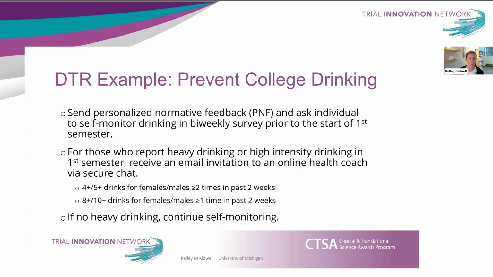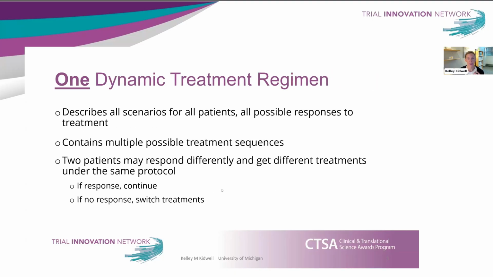What do we do first? How do we measure if that's doing well or not? And what do we subsequently do for those who are doing well? And what do we do for those who aren't doing well? That way we can contain these multiple treatments or interventions in the sequence. And while two individuals may respond differently, they'll get different treatments all under the same protocol. Upfront, we've got it figured out what's going to happen along that course of care.